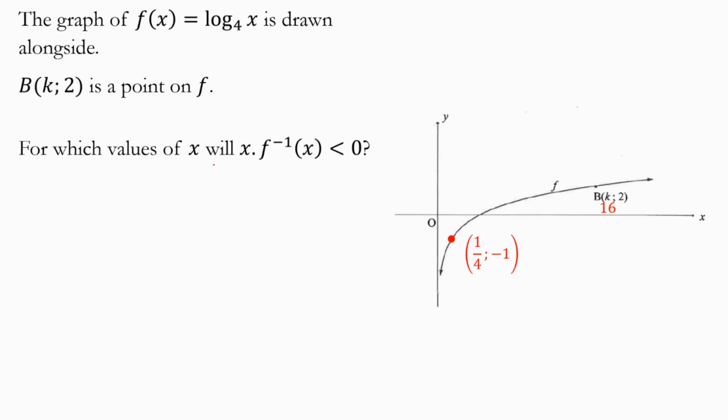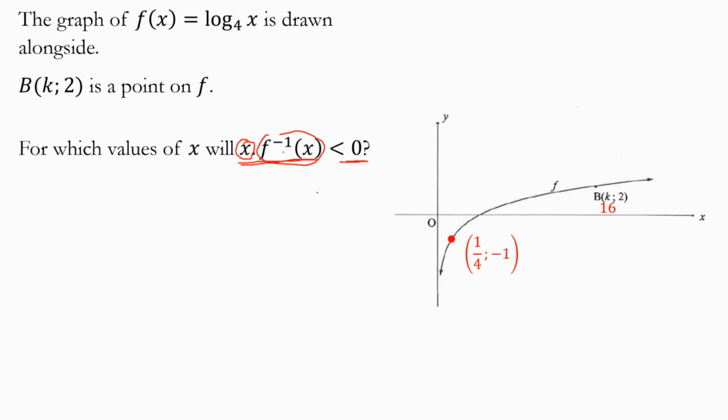For which values of x will x times the inverse of f of x be less than 0? So what is the meaning of this? We are multiplying two things. So this is a product, and we are getting a negative value. Less than 0 means negative. So it is either x is negative while the inverse is positive, or x is positive while the inverse is negative.